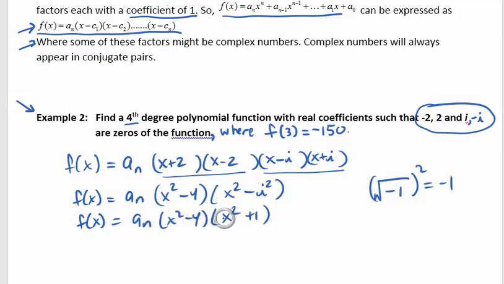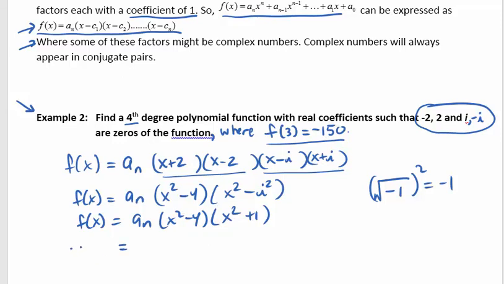I don't need to multiply these two factors out here. I can leave them just like that. The only thing that's missing is I need to find what this constant term is out front, and that's where we use this information right here. If I plug 3 into this equation, I should get that f of x is equal to negative 150 over here on the right. So let's go ahead and do that. If I plug a 3 in for x, it should be equal to negative 150.